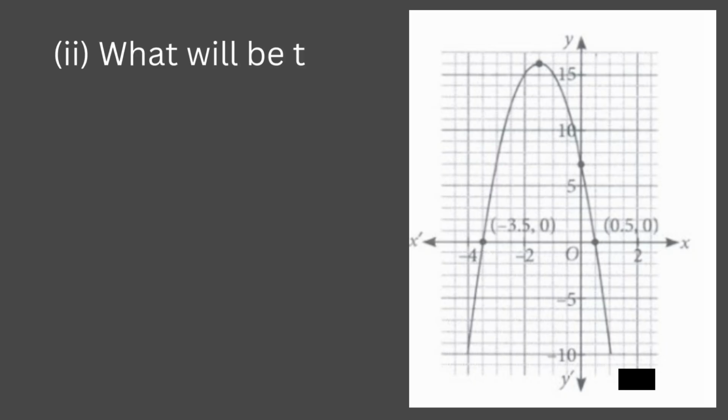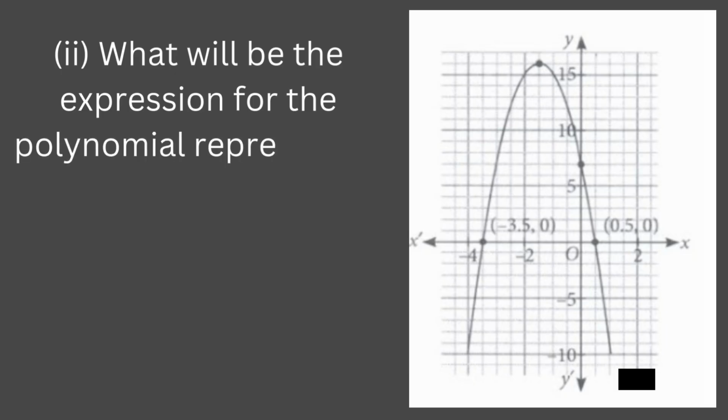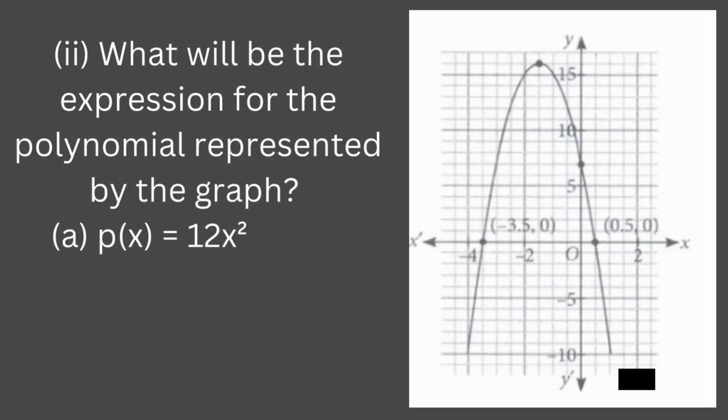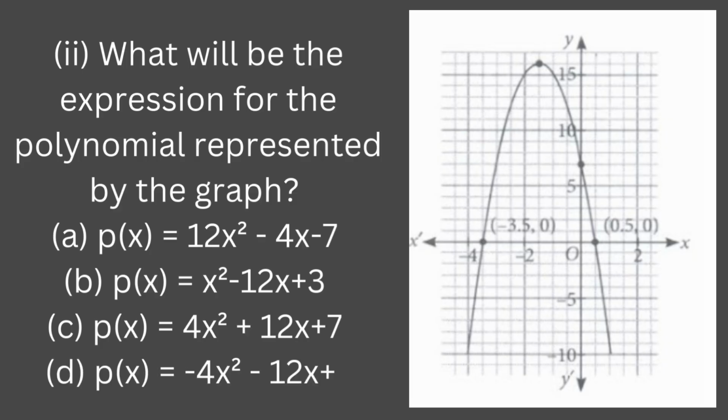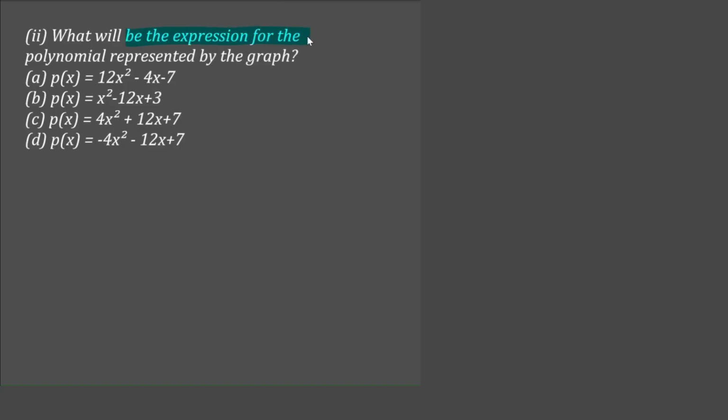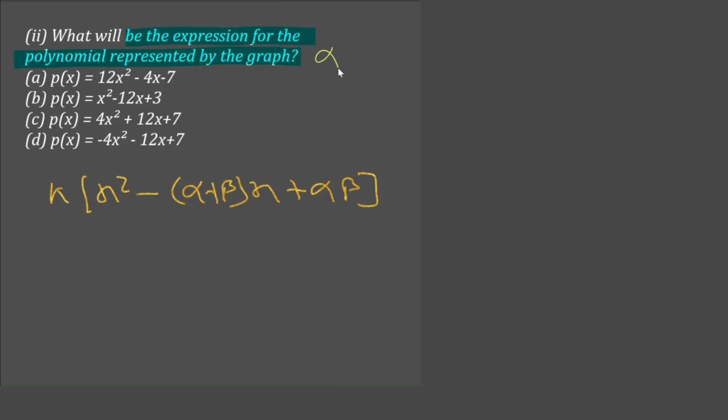In the second question, it says what will be the expression for the polynomial represented by the graph, and these are the options given over here. To find the expression, we are going to use this relation: the expression for a polynomial is x square minus the sum of the zeros times x plus the product of the zeros. So clearly we have to find this sum and the product. The zeros we obtained were minus 7 over 2 and positive 1 by 2.